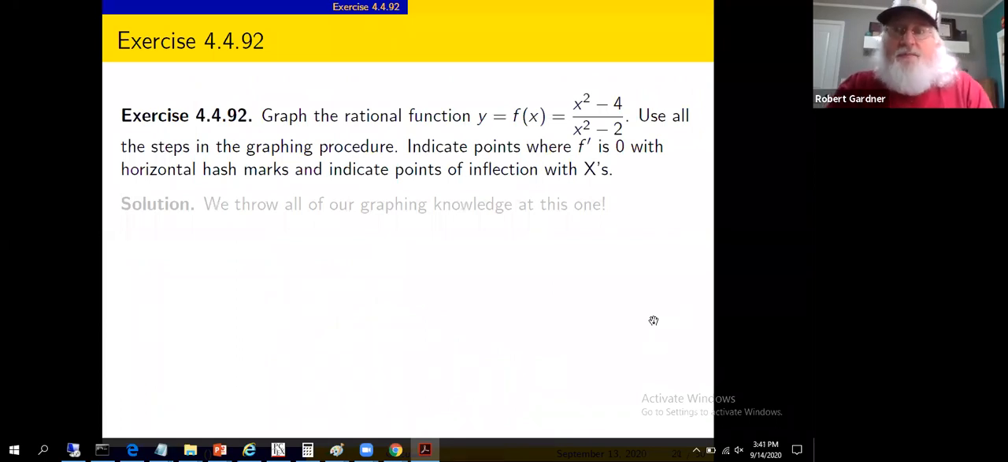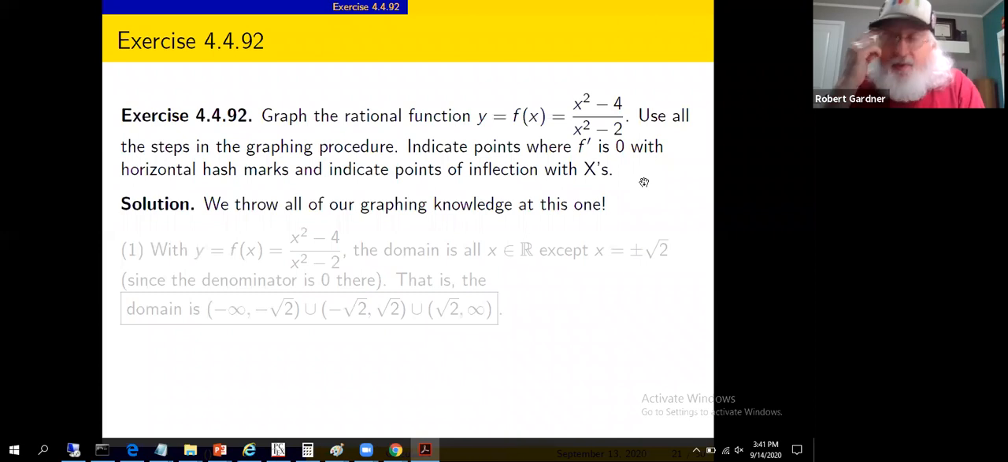Let's do another one with all the red X's and everything. All right, graph the rational function y equals f of x is x squared minus 4 over x squared minus 2. Use all the steps, hash marks and X's. Okay, so we're throwing everything at this one.